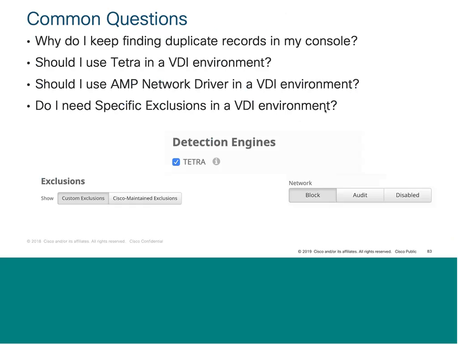A lot of the common questions we see when talking about VDI environments are: why do I keep finding duplicates? Can I use Tetra? Should I use the AMP network driver or the DFC driver in a VDI environment? Do I need specific exclusions? These are really common. I've been asked these so many times while I was in support.